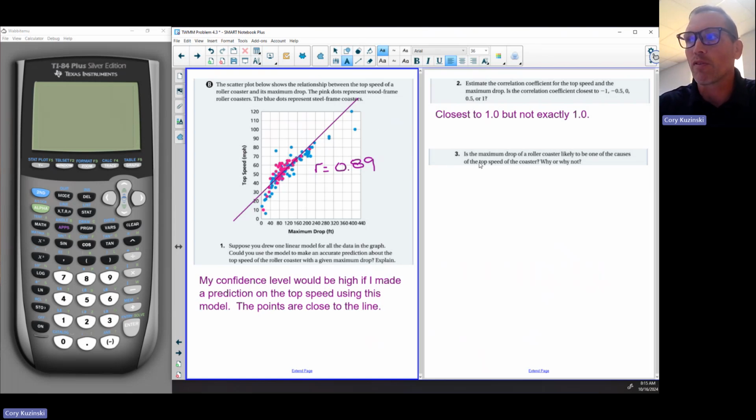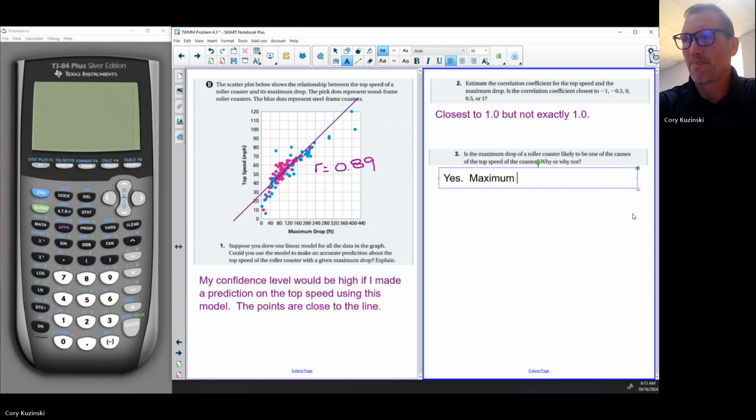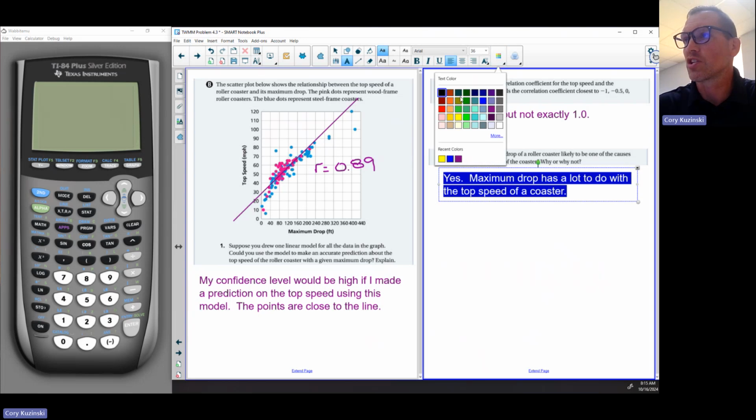Is the maximum drop of a roller coaster likely to be one of the causes of top speed? Yes, maximum drop has a lot to do with the top speed of a coaster. And that's pretty obvious, right? And the graph is kind of showing that.